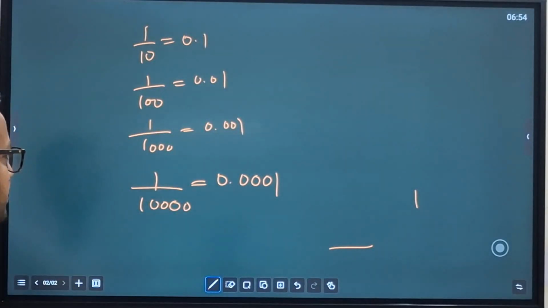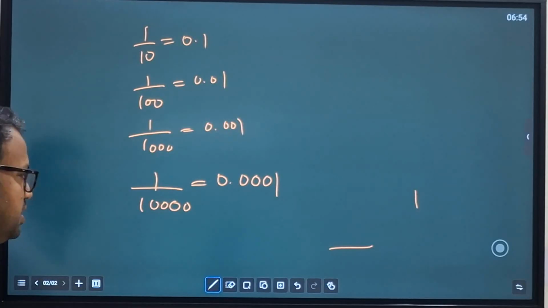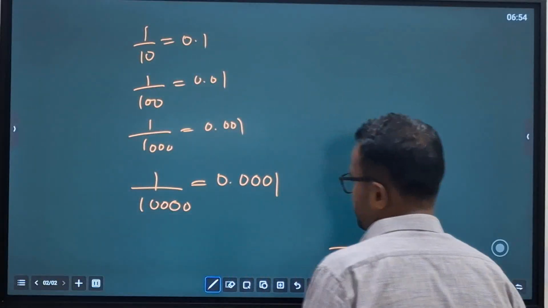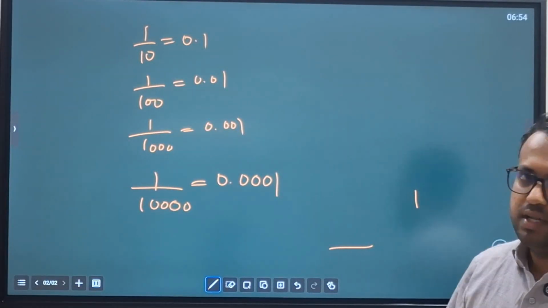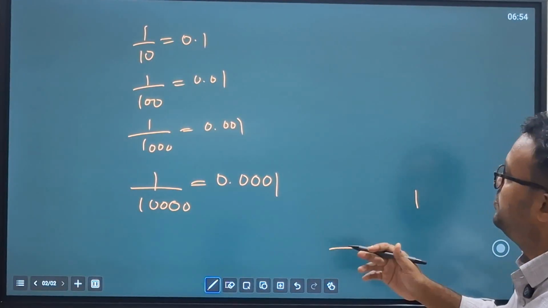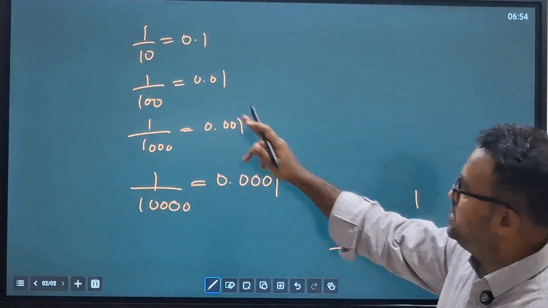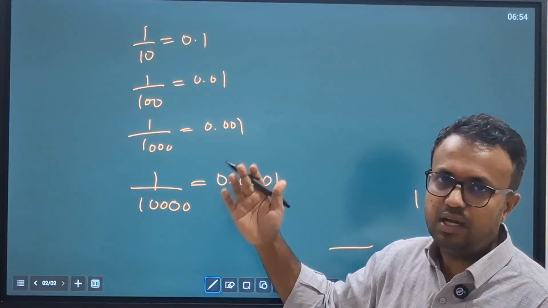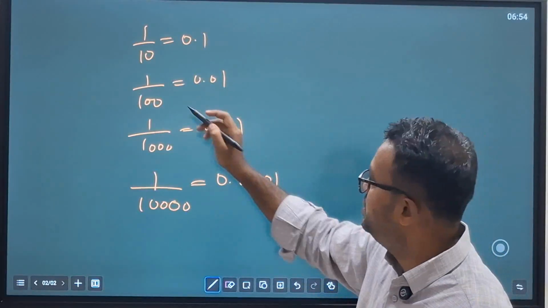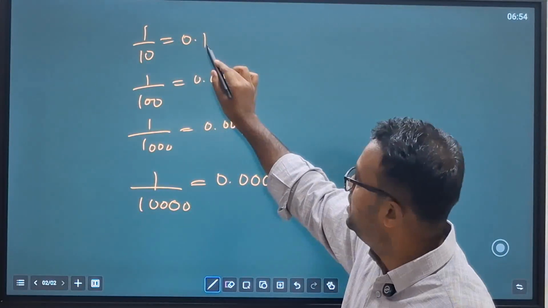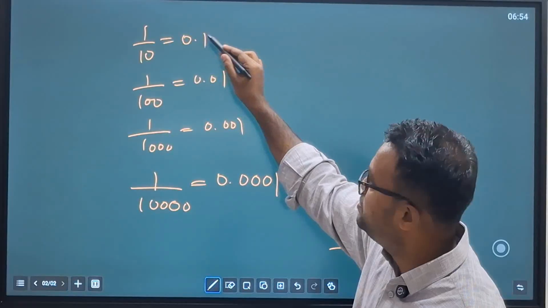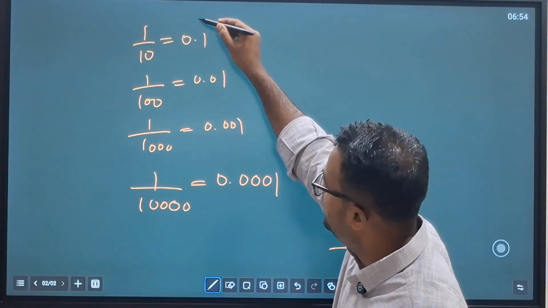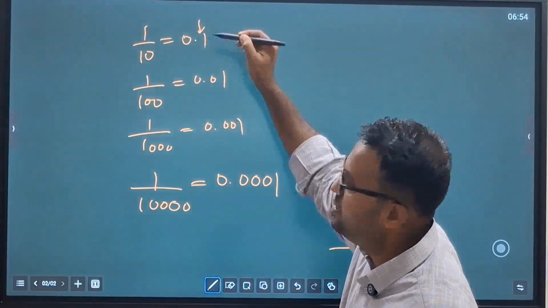Got it? 0.0001. And now let us see how. So now we know that. But is there any correlation or any relationship between the number of zeros in the denominator and the number of zeros just preceding the 1, the number of zeros between the point and the 1?